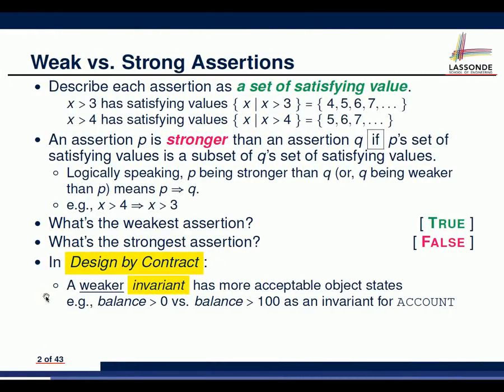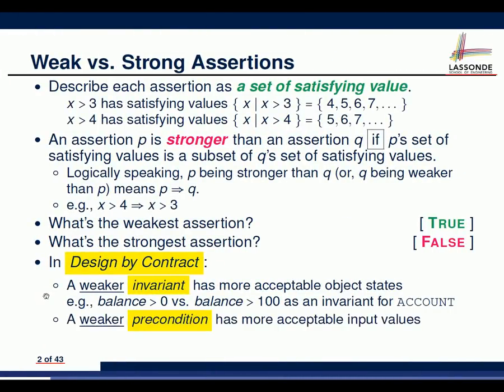Okay, that's about weaker invariants. So what does it really mean when you say a precondition is weaker? A weaker precondition simply means more input values can be accepted. Do you think that's being more tolerant on the clients or more tolerant on the supplier? More tolerant on the client, right? Because that means the client can pass more input values in order to call this particular feature. In that case, the supplier has to deal with more input values than with a stronger precondition, right?